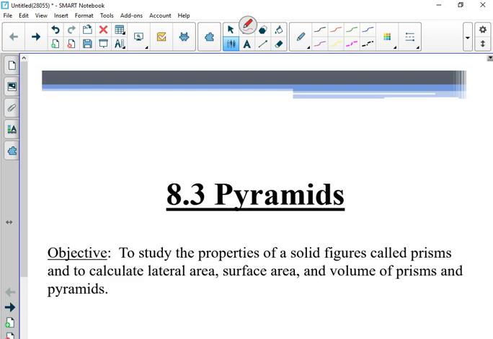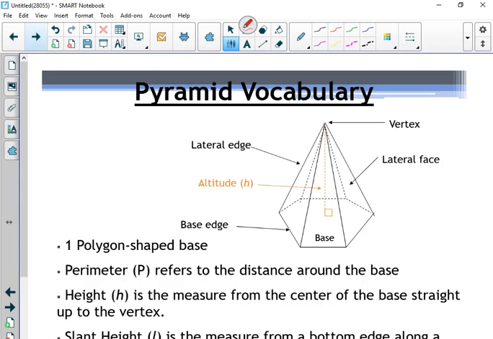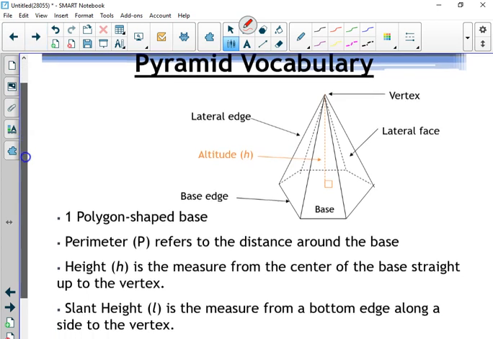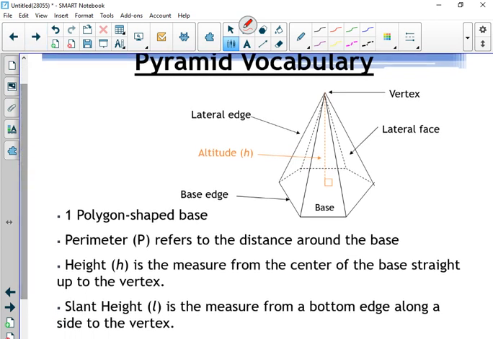Okay, so today we're moving on to pyramids from prisms. Let's go over some vocabulary. The big difference here is a pyramid only has one polygon-shaped base.